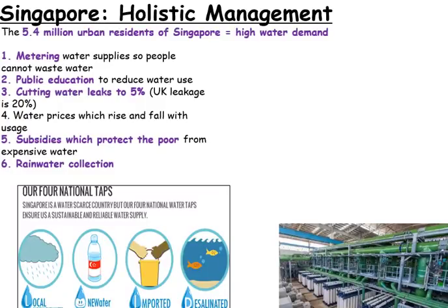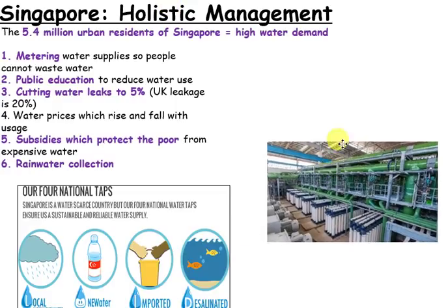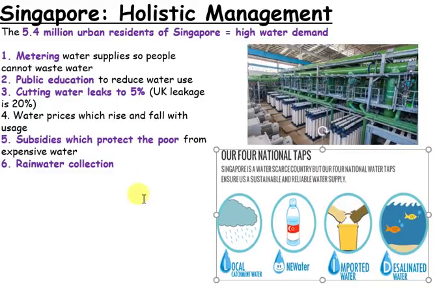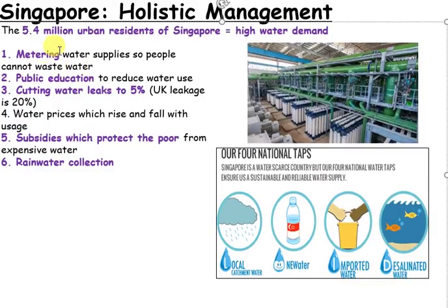The third one, Singapore, and it's holistic management. Now, holistic management just means using a mixture of different strategies. Yeah, a joined up approach. Right, what did they do? Well, first thing to think about is how many people live in Singapore. 5.4 million. Yep. There's a high water demand. What did the Singapore government do?